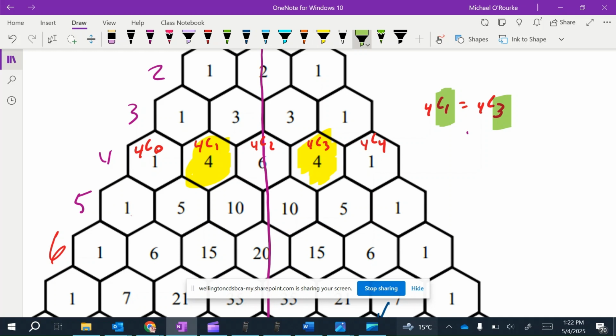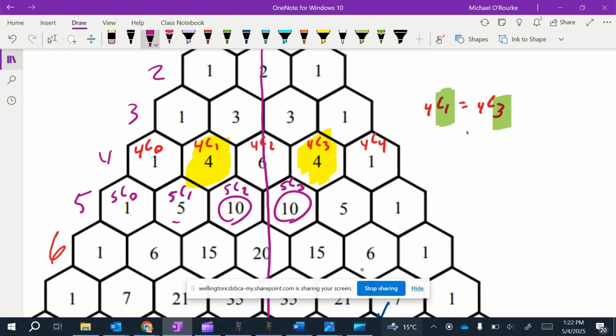Connect those numbers, okay? Let's do another one here. Let's do 5. Let's do this one and this one. So this right here is going to be 5C0, 5C1, 5C2, 5C3. Okay. So 5C2 equals 5C3.